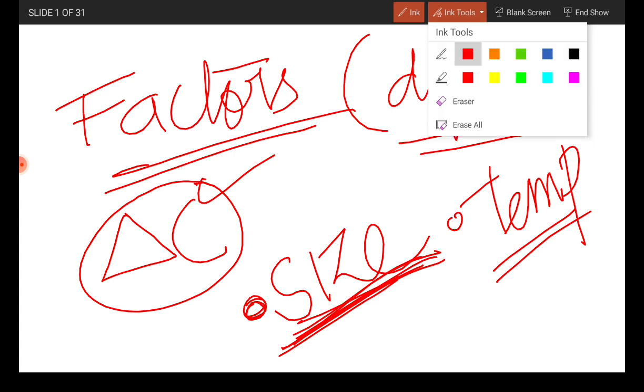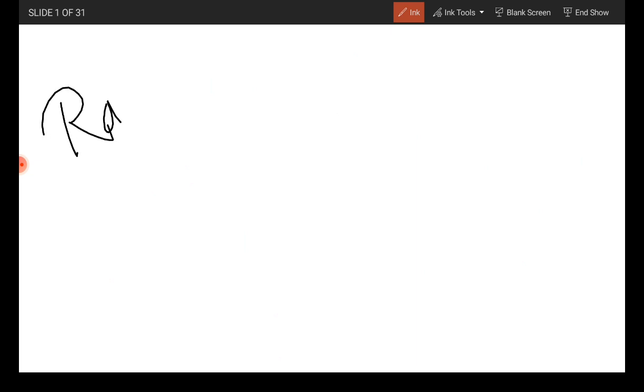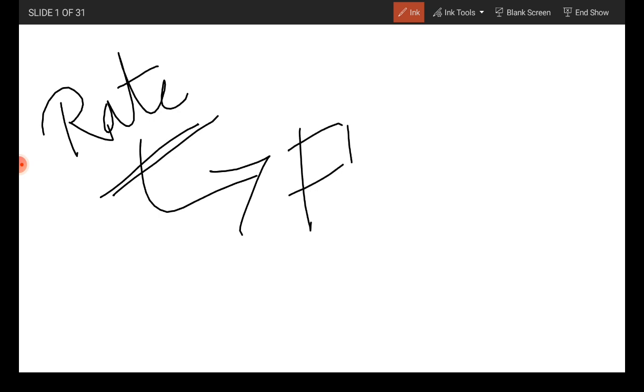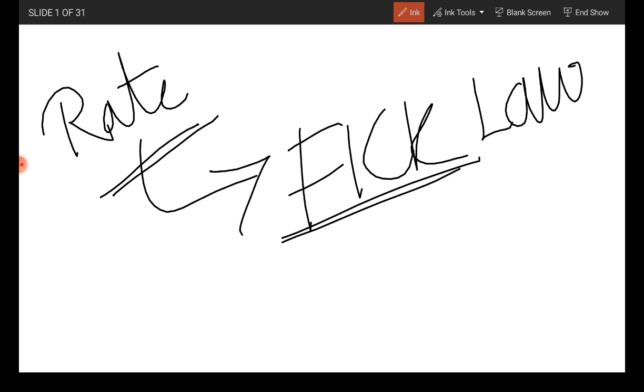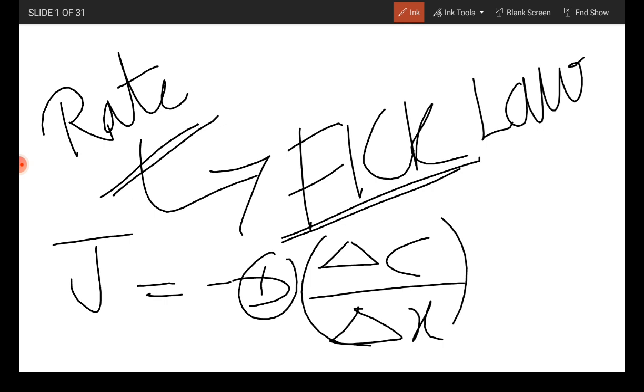How is the diffusion rate determined? Rate of diffusion of molecules down the concentration gradient is defined by Fick's law. What is Fick's law? J is equal to minus D delta C divided by delta X. Let's see what these terminologies are. J is the flux per unit area.